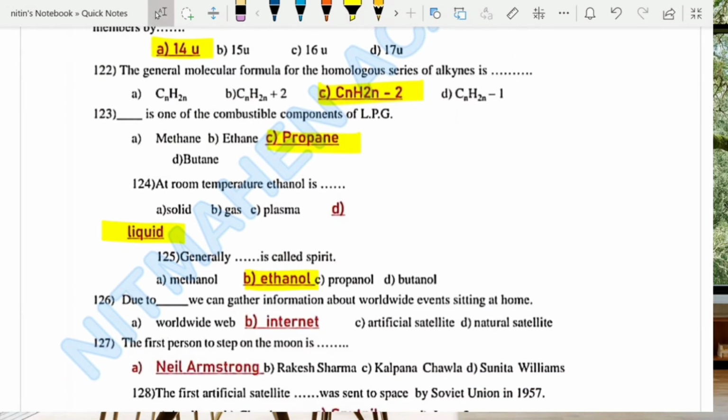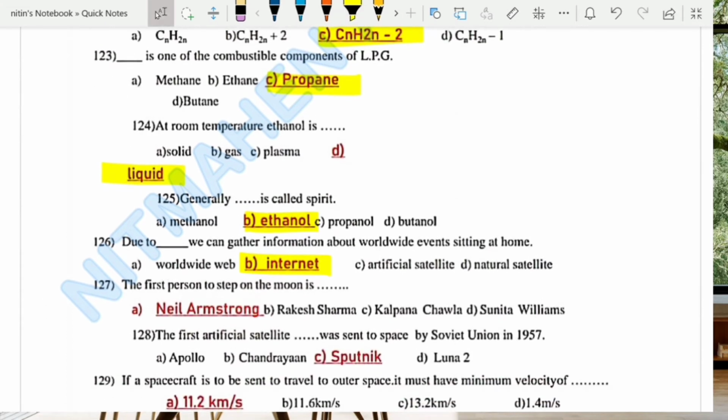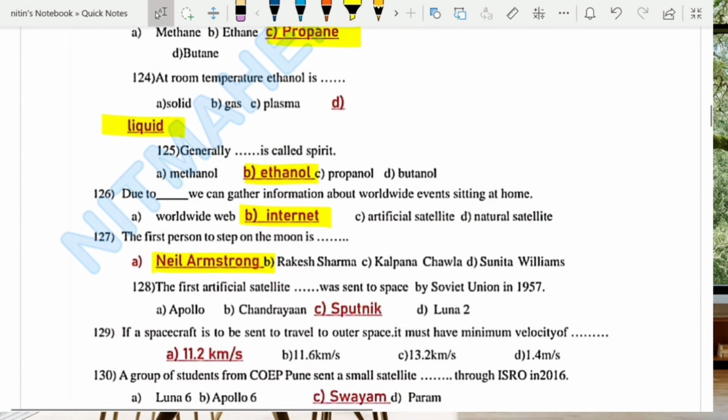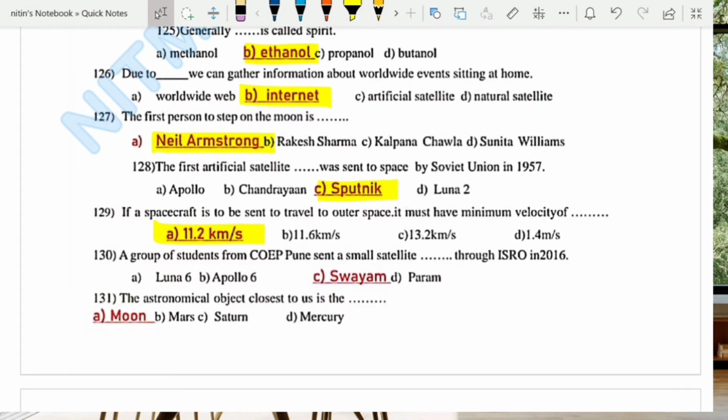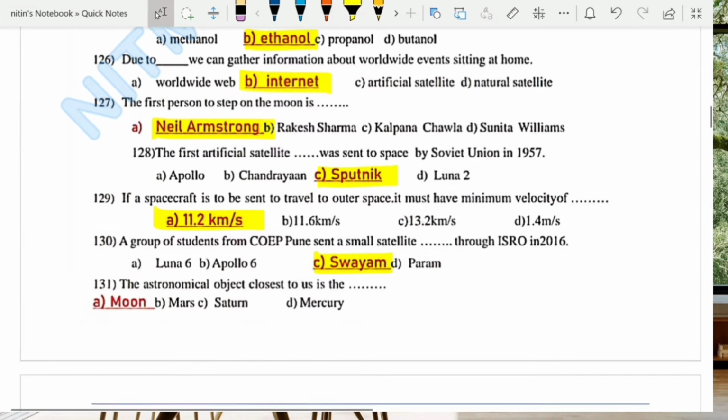Due to dash, the internet is the information with the World Wide Web, sitting at home. The first person to step on the moon is Neil Armstrong. The first artificial satellite is Sputnik. A spacecraft sent to travel in space must reach a maximum velocity of 11.2 km per second. A group of students from COEP Pune sent a small satellite dash through ISRO in 2016, Swayam. The astronomical object closest to the moon.